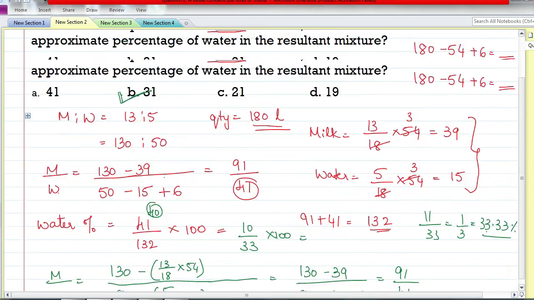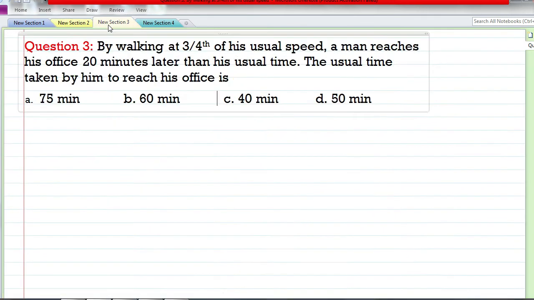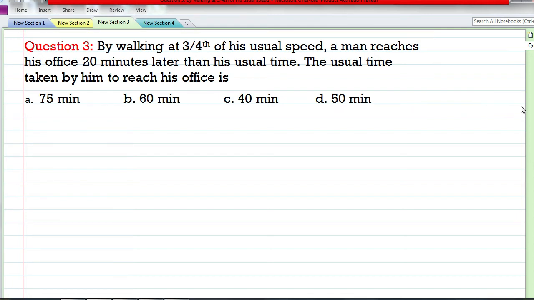Now let's see what is the next question. So the next question is based on time, speed and distance. By walking at 3/4 of his usual speed, a man reaches his office 20 minutes later than his usual time. The usual time taken by him to reach his office is.